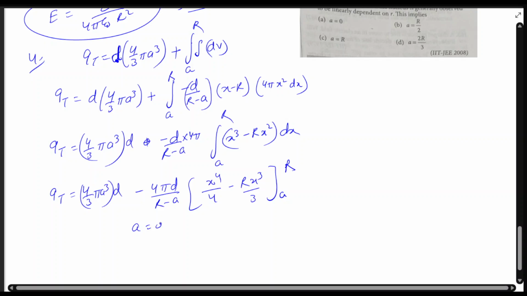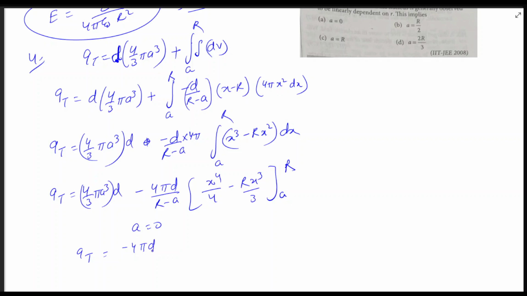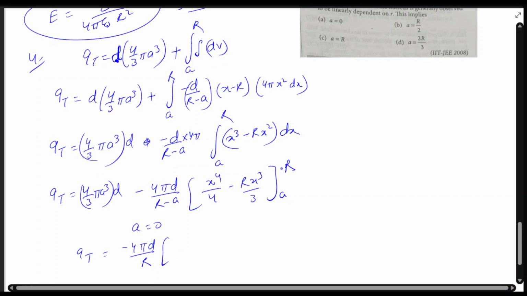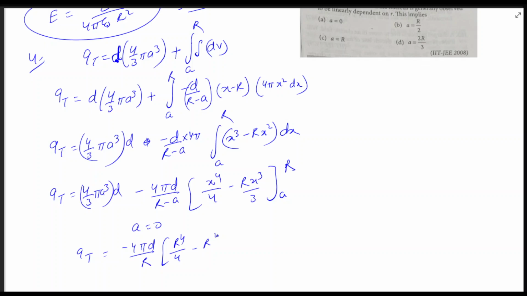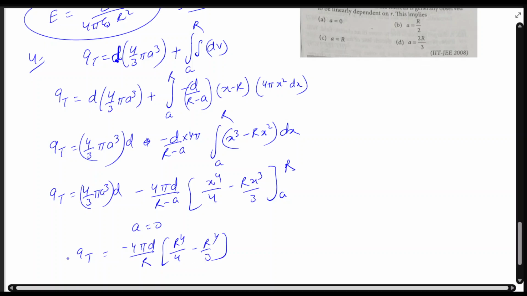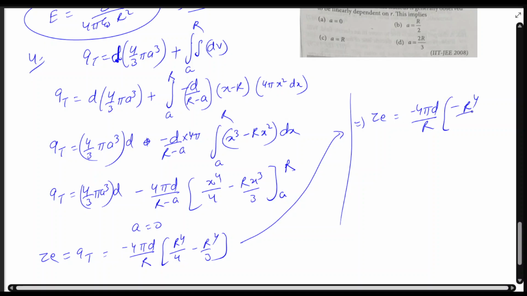So let's put a as 0. So we'll get Qt, the total charge, will be this 0 and this is 0. So we'll have minus 4 pi d by r. This is 0, so we'll just have to put r. So it will be r^4 by 4 minus r^4 by 3, right? And we know total charge is what? Ze. Okay, so we will get Ze as minus 4 pi d by r. We will be left with minus r^4 by 12. We'll just take this LCM. So this is 3, right?